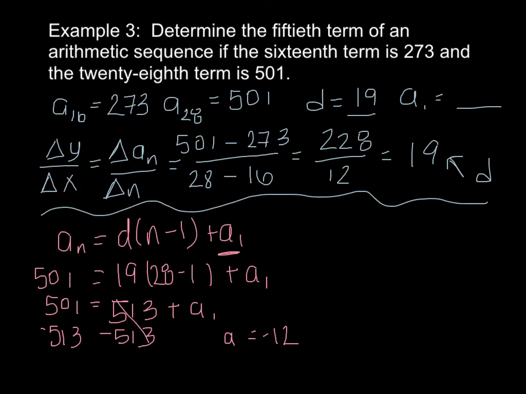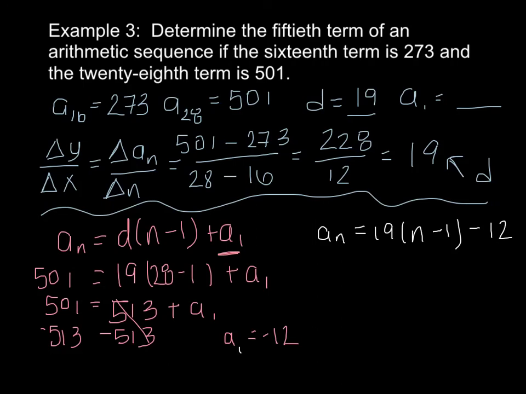So, if we're going to write our explicit rule, it's a sub n equals our common difference of 19 times n minus 1 plus, or in this case, minus our first term. Again, you could simplify that.